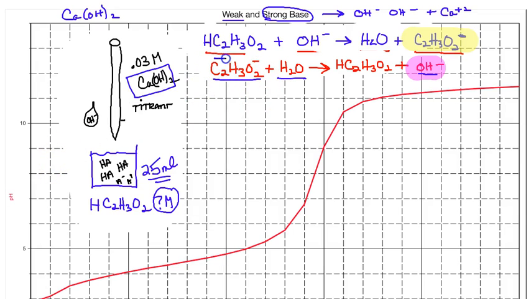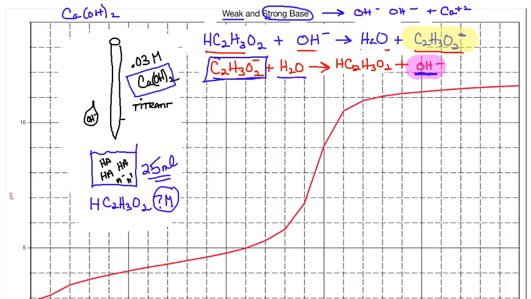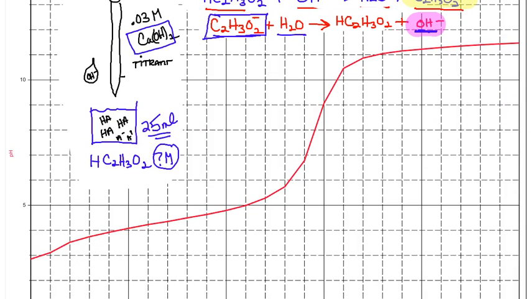So because we're producing a conjugate base that has an ability to react with water, we're going to produce some extra hydroxides, and the pH will be above 7. Okay, that's important. So now I'm going to go after my equivalence point, because what I'm after here is the concentration of my acid. So what I'm going to do is go after my equivalence point.